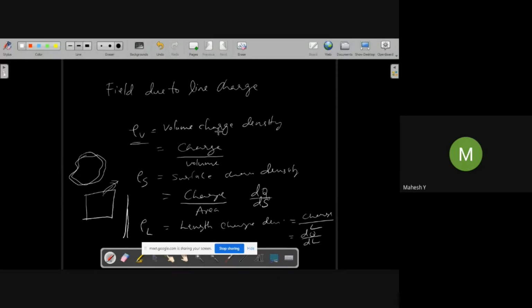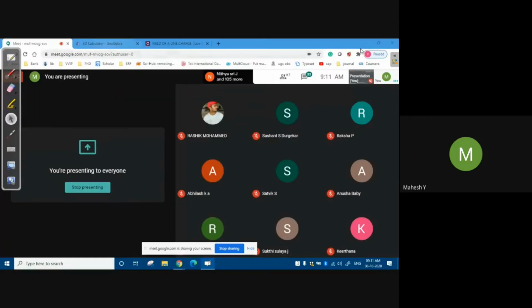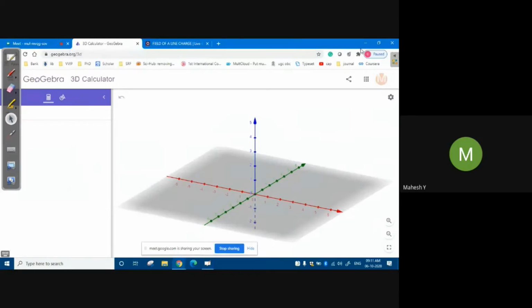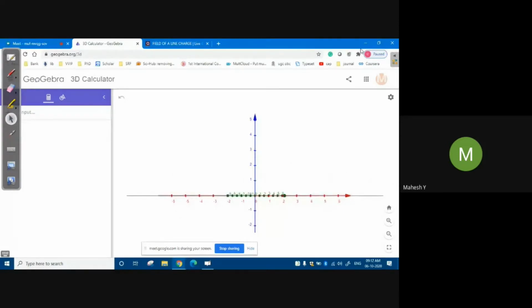So we are discussing line charge. So we want rho L now. Right. We don't have a bulk volume or a sheet. So we are going for a line. So we'll see this in GeoGebra. We have to derive the field due to a line of infinite length. Line of infinite length.